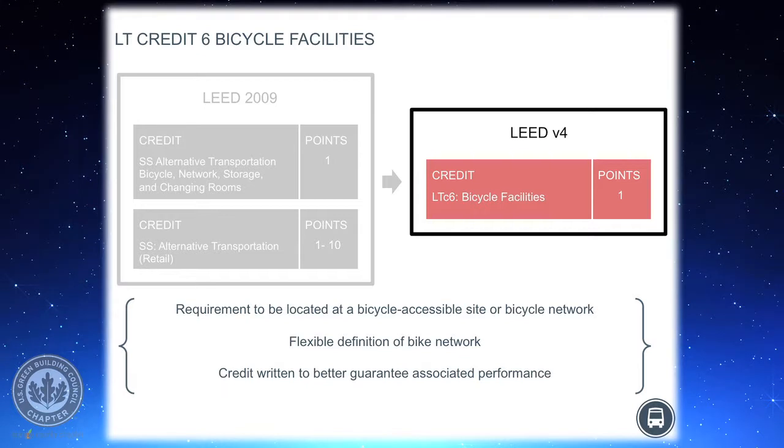So we took a hard look at this credit because it's important to USGBC. I'm one of many avid cyclists who bikes to work every day. Doesn't matter how cold it is. We want this credit to work. It's something that is near and dear to all of our hearts. So we took a good look at this and added a requirement that essentially says, in addition to providing storage and shower rooms, the project must also be located within proximity to a bike network in order to earn these points.